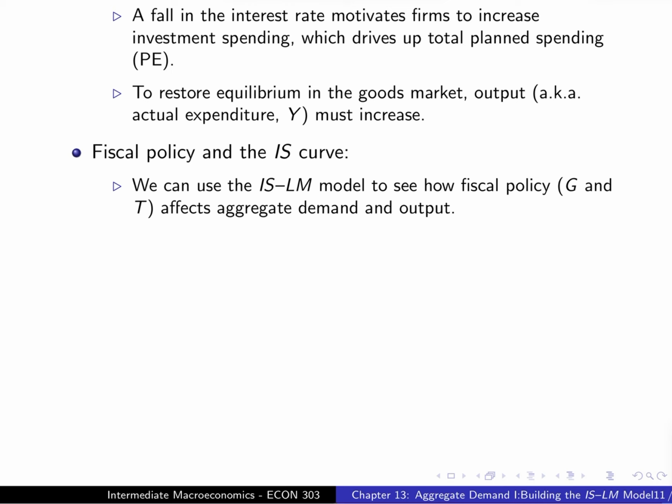We can also use the IS-LM model to analyze fiscal policy. Fiscal policy affects planned expenditure and shifts the IS curve. For example, if G increases or T decreases, then IS shifts right. This helps us understand how fiscal policy affects aggregate demand and output in the short run.